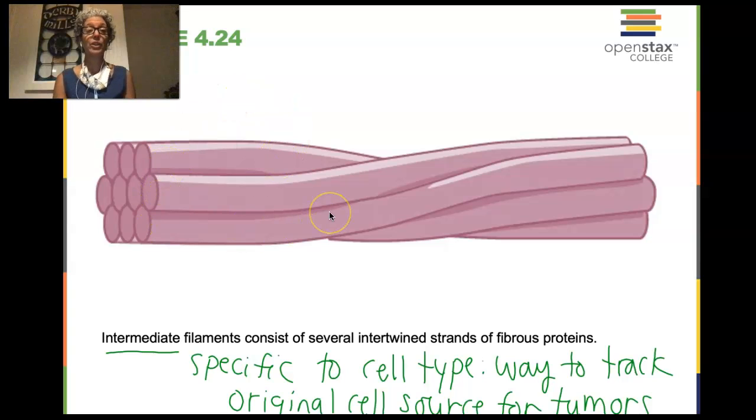However, if they were to look at that skin tumor and find intermediate filaments that are only found in lung cells, then double bad news. I have a cancerous tumor that has spread from a different site. So that is one way that oncologists, cancer doctors, can determine if a cancer has spread.